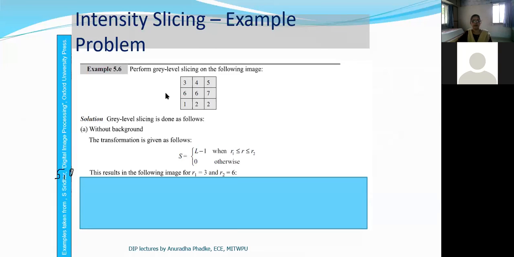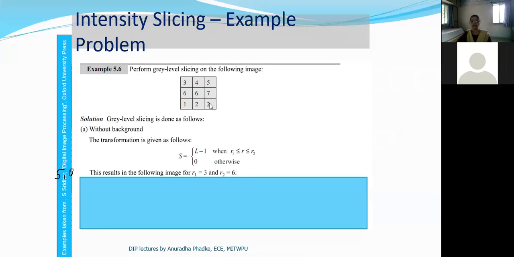Very good. So for second row, first pixel is 6. 6 is in the range R1 to R2. So we have to replace it by 7. Again, same is true for second pixel. So this will become 7. Now, if we look at the third pixel value, it is 7. And 7 is outside this range 3 to 6. So we have to replace 7 by 0. Okay. Now tell me the result for the third row.